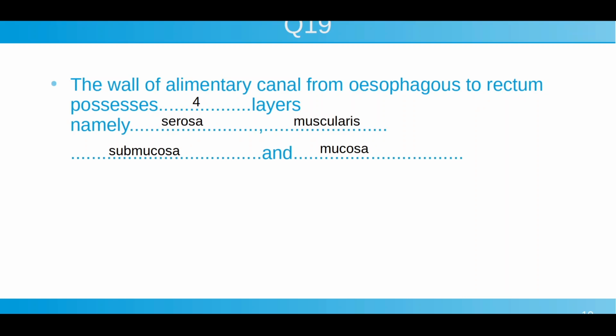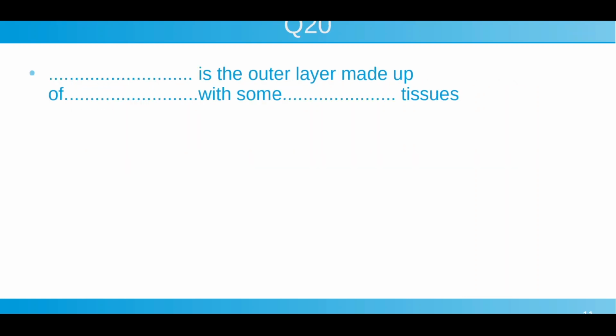Coming on to next question, 20th. Dash is the outer layer made up of dash with some dash tissues. So serosa, just now we read, it is the outer layer made up of mesothelium with some connective tissues.